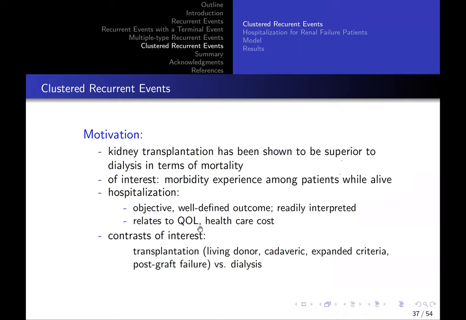So the objective was a readily interpretable defined outcome. We wanted to control the healthcare cost. When they get hospitalized, the insurance has to pay. It involves a lot of cost, and the quality of life goes down for those patients. So we need to see what impacts this. Why are these patients getting hospitalized?